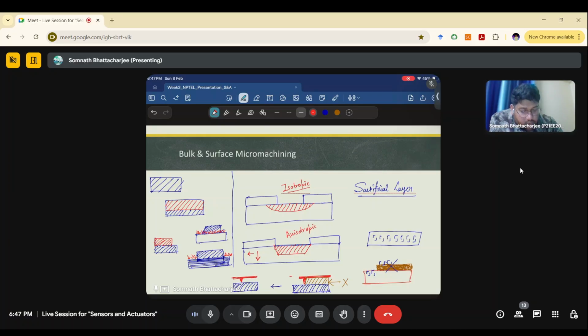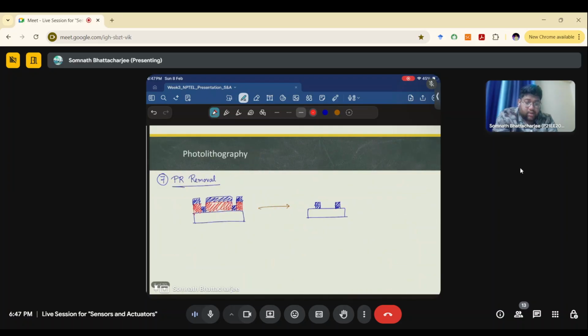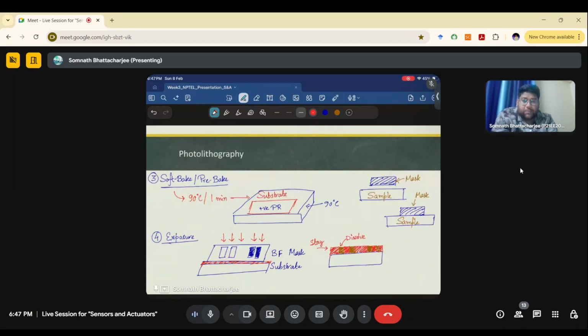So the structure will look something like this. This is a very useful way to use a layer that is not a foundational layer, that can be sacrificed easily, but it will help you to create this kind of a structure as well. Another thing to know is that it is a very simple process, right?